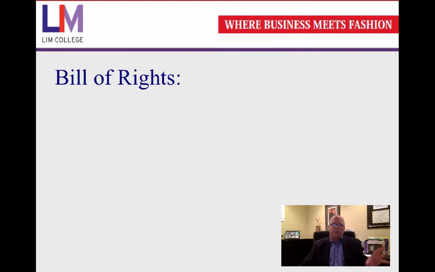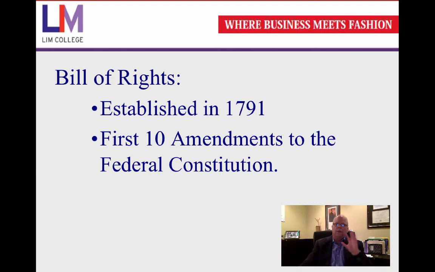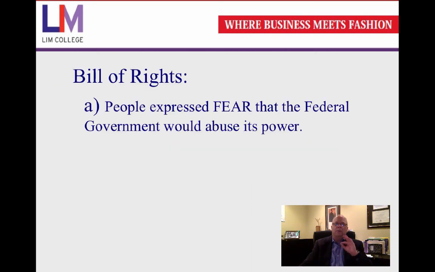The U.S. Constitution was established in 1787. Four years later, the Bill of Rights was established in 1791. The Bill of Rights is the first 10 amendments of the federal Constitution. It was established because people expressed fear that the federal government would abuse its power. You have to remember, we came from England, and they abused us. The king abused his power. His will was what everybody had to abide by.